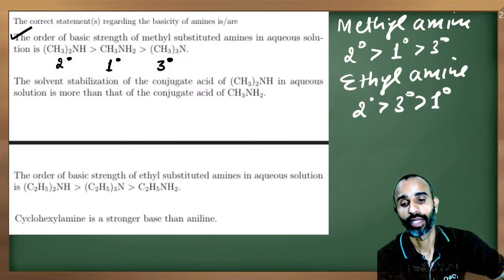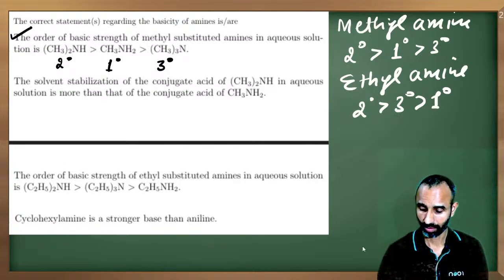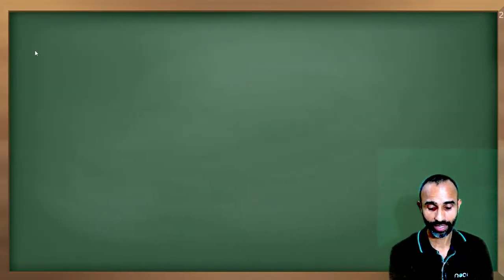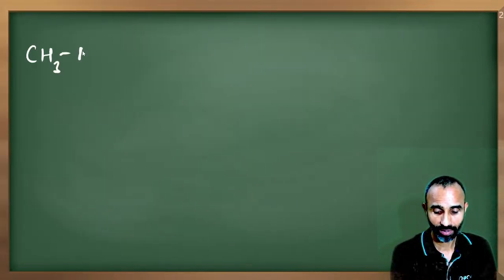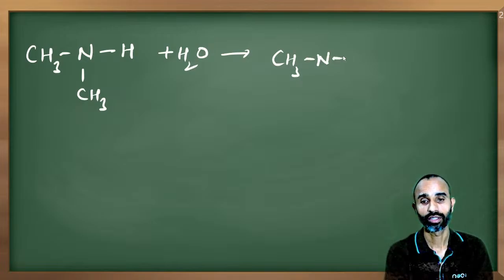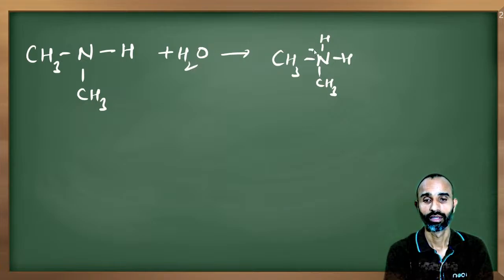See, actually it is about hydrogen bonding. We have already done it, that if we have dimethylamine, so what is its conjugate acid? Its conjugate acid is like this, right? Along with OH negative. So there is a formation of two hydrogen bonds.